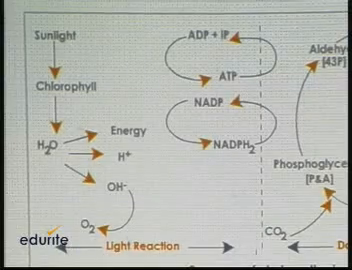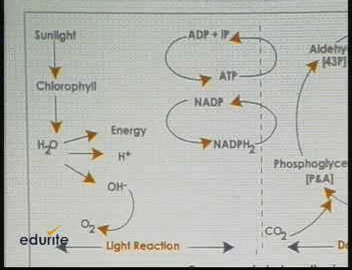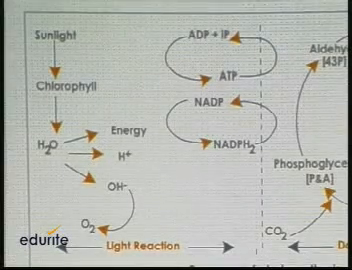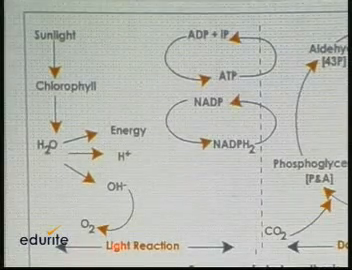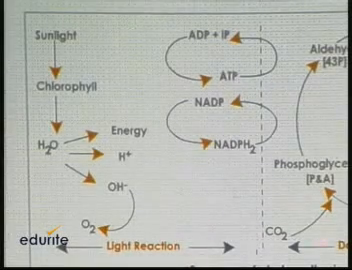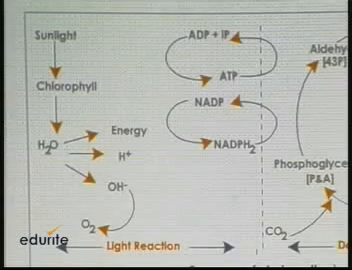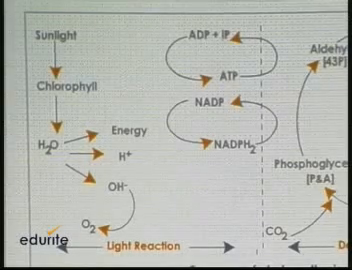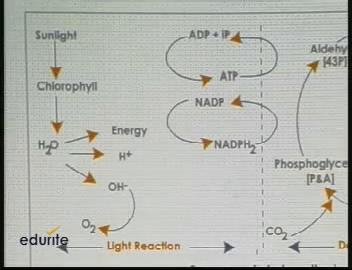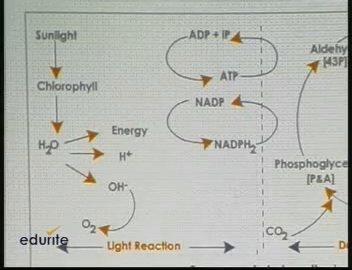This is an overview of photosynthesis. Well, photosynthesis can be divided into two reactions: the light reaction, also called the Hill's reaction, and the dark reaction, the Calvin cycle. Photosynthesis takes place, as mentioned earlier, in the chloroplast of a cell.